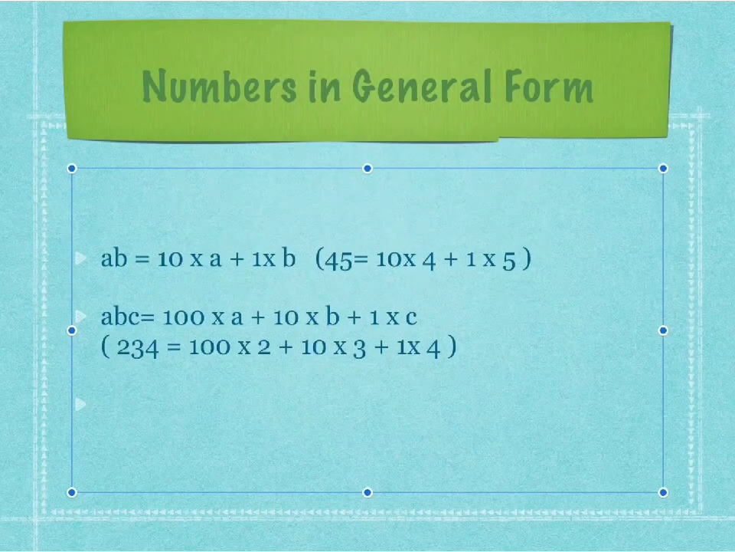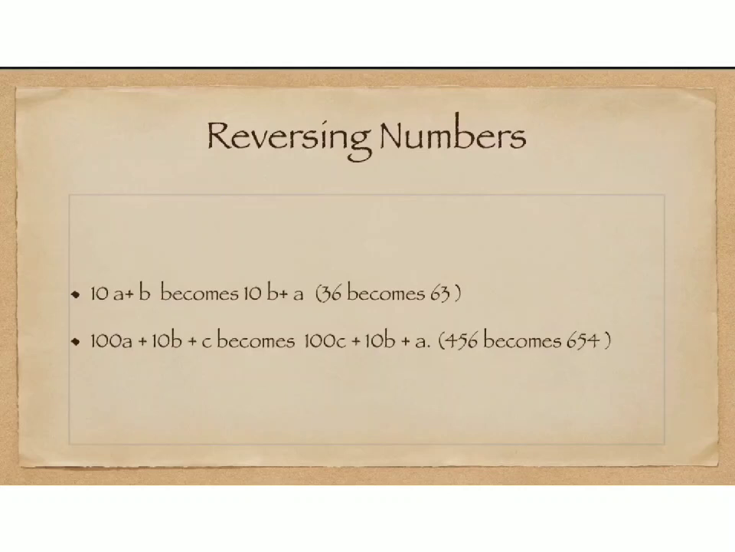And now let us discuss how to reverse a number. On reversing the digits of the number 10A plus B, we get 10B plus A as the new number. In doing so, only the places of the digits are interchanged. For example, if we reverse the digits of the number 36, we get 63 as the reversed number.